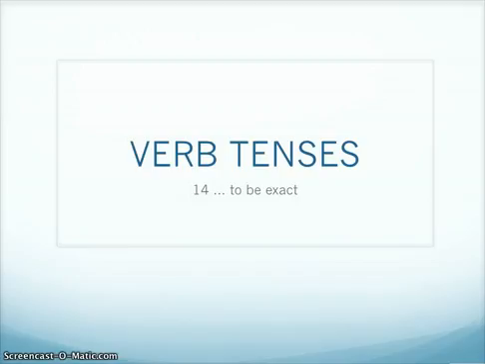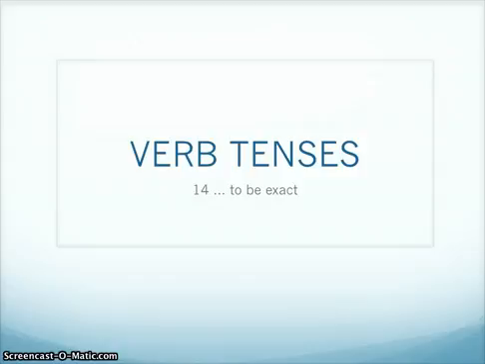Okay, we just finished learning everything that you thought you could possibly know about pronouns, and now it's time to move on to everything you can possibly know about verbs. And what we're going to learn today is all the different verb tenses. There are 14 of them to be exact.